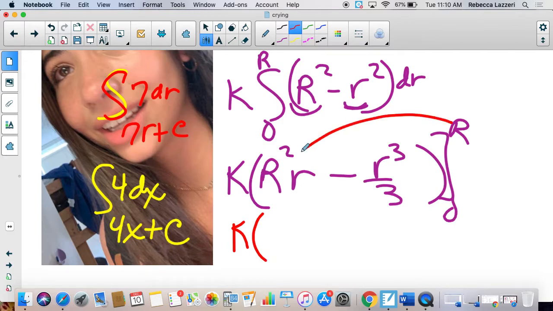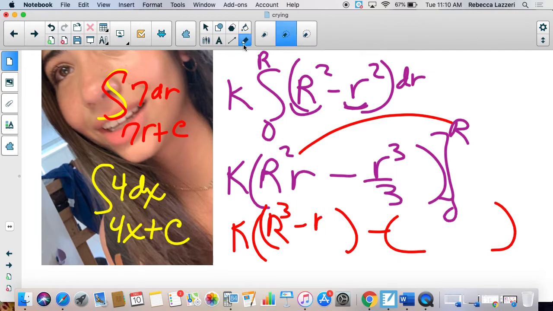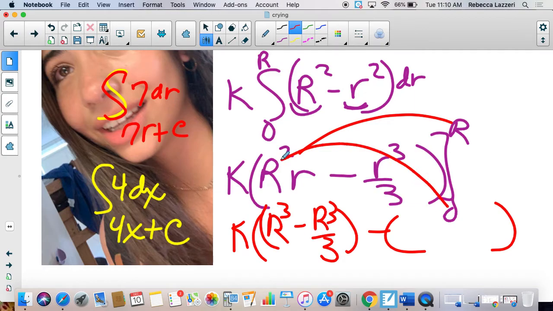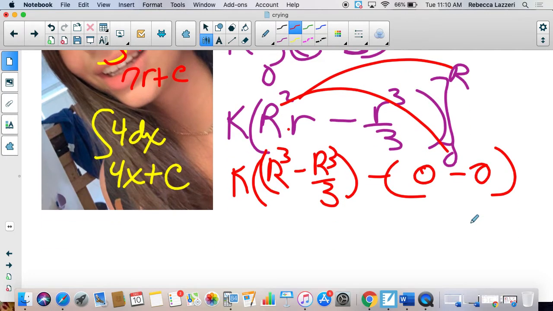If I fill in capital R for little r, I'm going to do top minus bottom. So that's going to give me r cubed minus r cubed over 3. Don't neglect filling in 0, but if I fill in 0 for little r, I get 0. But don't neglect filling it in. It's tempting. Alright, so now I have k times r cubed minus r cubed over 3, which gives me 2/3 r cubed, which is the total blood flow through the artery. Did y'all see you got a common denominator and subtracted it?